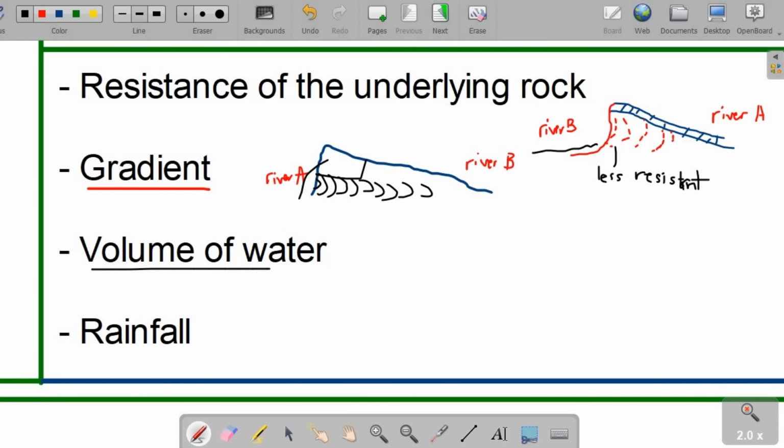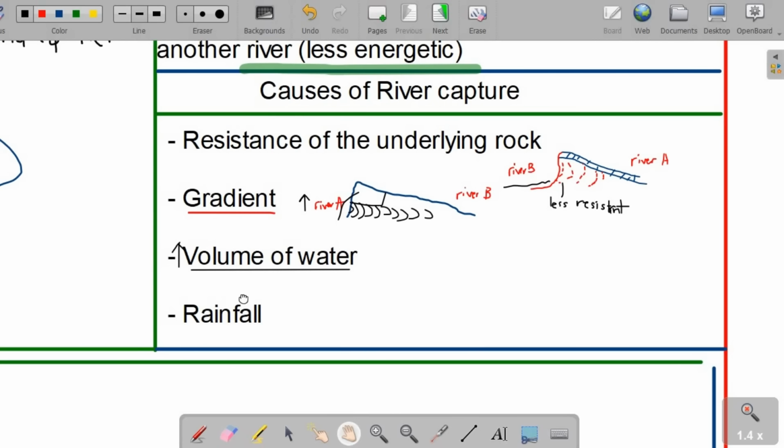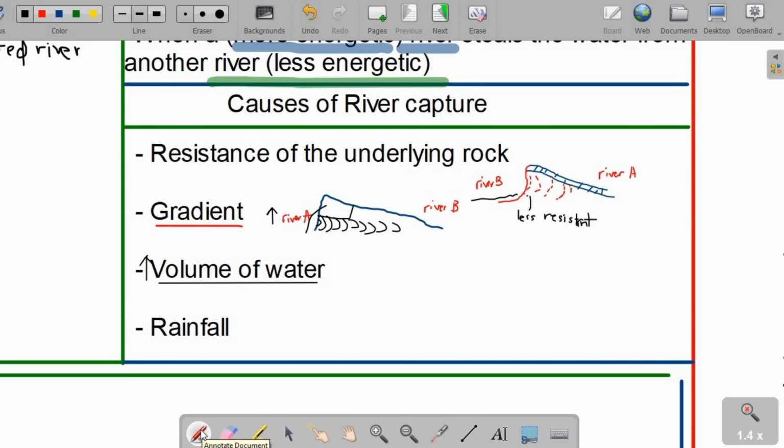And then volume of water, a higher volume of water. If river A has a higher volume of water, it means that it's going to have more energy and hence more erosive power. It will be easier to erode the watershed through to the river that you are going to steal. So a higher volume of water gives it more power to erode and hence easier to get through to the other side to steal the waters of another river. So higher volume of water is another cause of river capture.